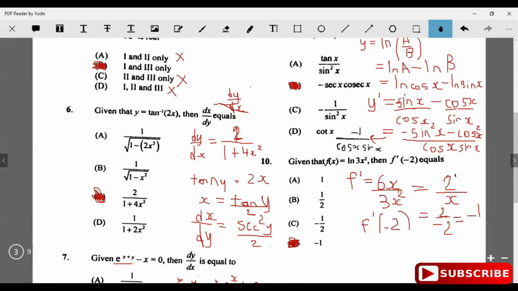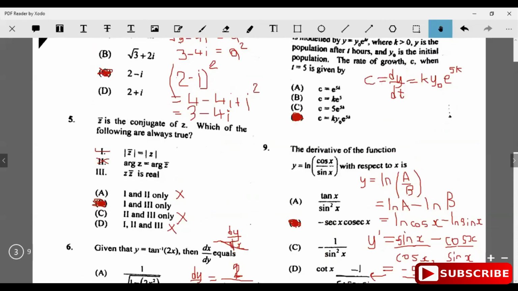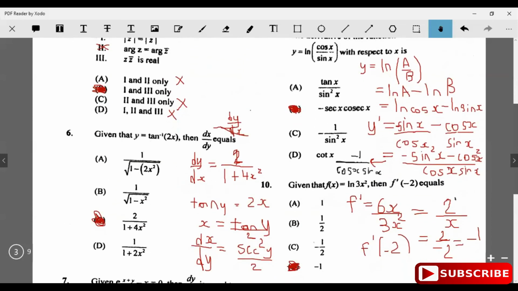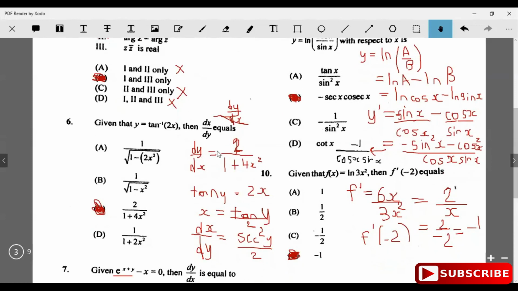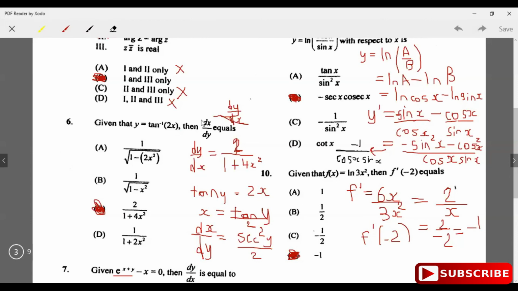Another new question was question 6. There's an error in the question right here. I'm sure the invigilator would have mentioned it. Look what the question was asking for. Sometimes it happens that they're trying to change the question, but in changing the question, they didn't change the answer. So they wanted it to be a new question, dy by dx implicit, because it asks dx by dy.